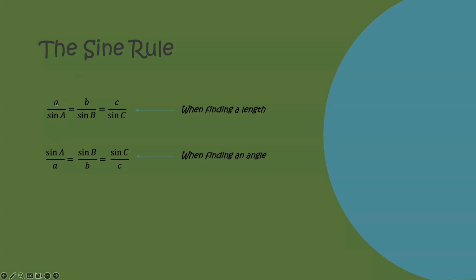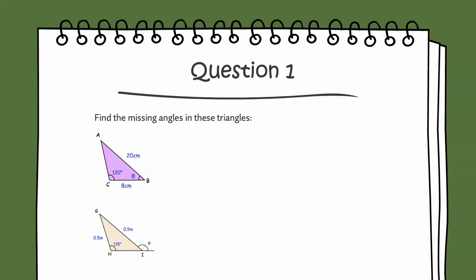But it's basically saying that sine of an angle over its opposite side is equal to sine of another angle over that angle's opposite side. Okay, and you can have sine at the bottom or the top depending on whether you're required to find a length or whether you're required to find an angle. So we'll just go through an example here, so you can understand what I mean.